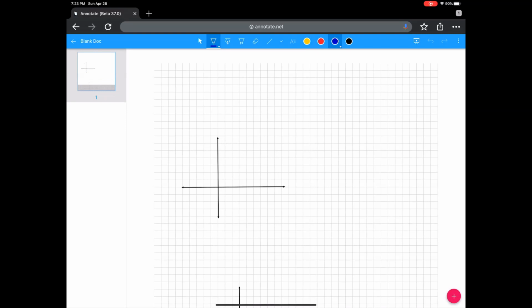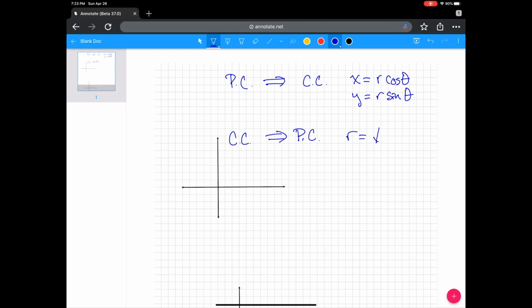In general, if you're going from polar coordinates to Cartesian coordinates, then x and y can be found by taking r times cosine theta and r times sine theta. And if you're going from Cartesian coordinates into polar coordinates, then the r value is going to be equal to the square root of x squared plus y squared, as we saw earlier, by using the Pythagorean Theorem.